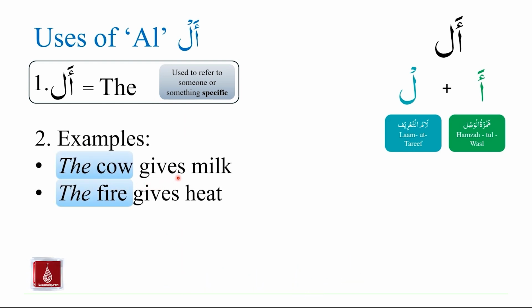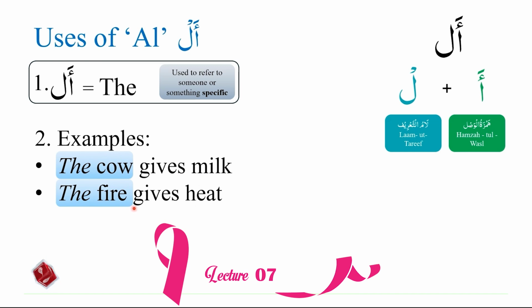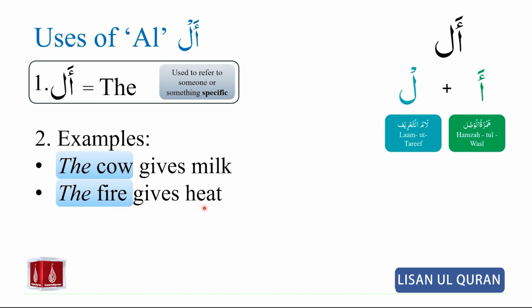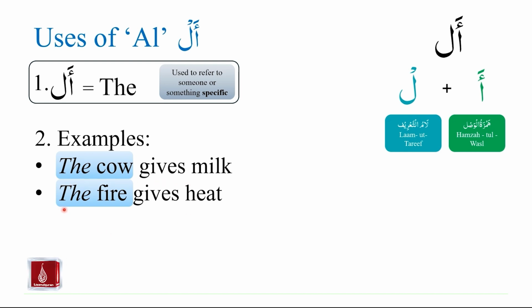The cow gives milk. The fire gives heat. Here, are we referring to a particular cow that gives milk? Are we referring to a particular fire that gives heat? Common sense would say that we're not referring to one particular cow that only gives milk or one particular fire that only gives heat. Over here we mean that all cows give milk or all fires give heat.